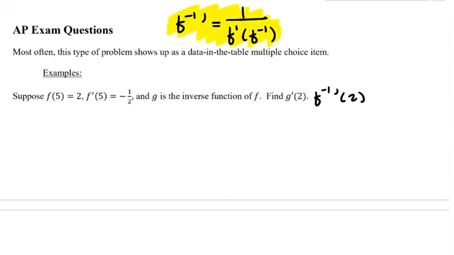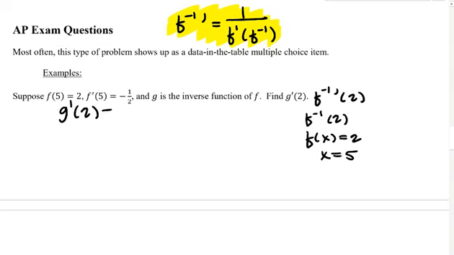Okay, so first things first, I need f inverse of 2. That's where f of x equals 2. Where does f of x equal 2? Right there, where x equals 5. Okay, so that's x equals 5. So g prime of 2 is going to be equal to 1 over f prime of f inverse, which was 5. So this is equal to 1 divided by negative 1/2, which is negative 2.